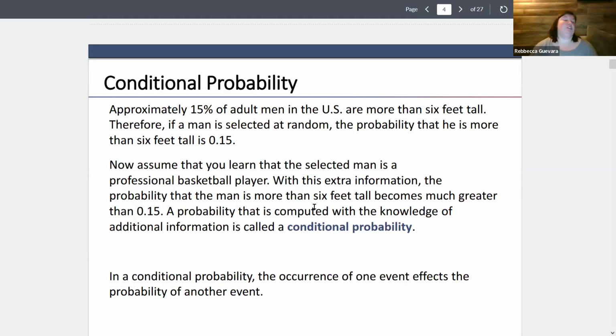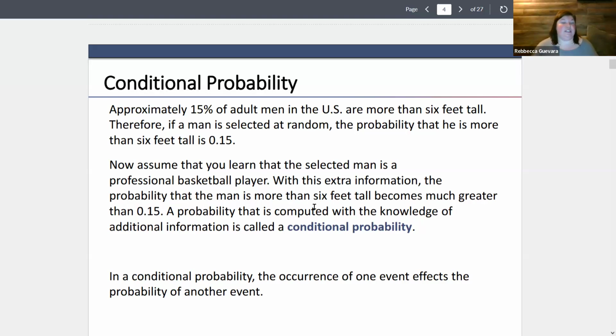So let's assume now that you have a little bit of additional information about this man. So we select this man, and now we find out not only is he a man, but he's also a professional basketball player. So now that we know they're a professional basketball player, their odds of being over 6 feet tall actually increase. Also, if we told you we knew they were a jockey, their odds of being over 6 feet tall actually would decrease. So additional information could change that odds of 15%.